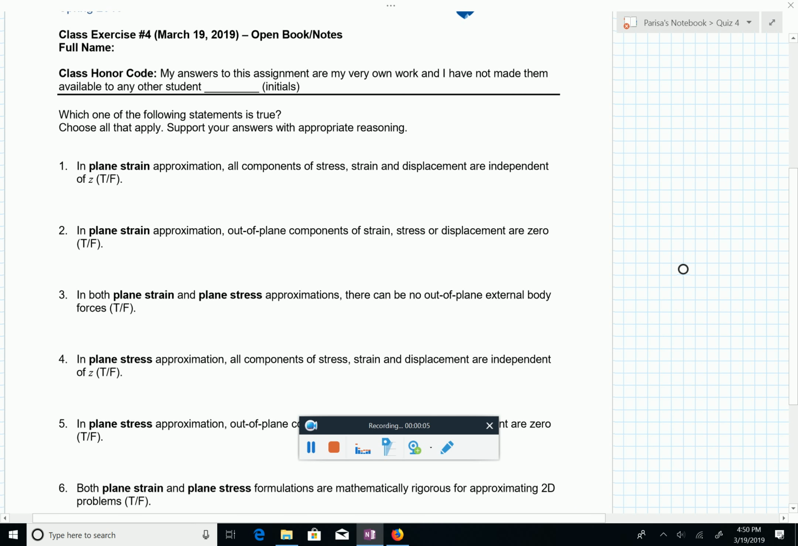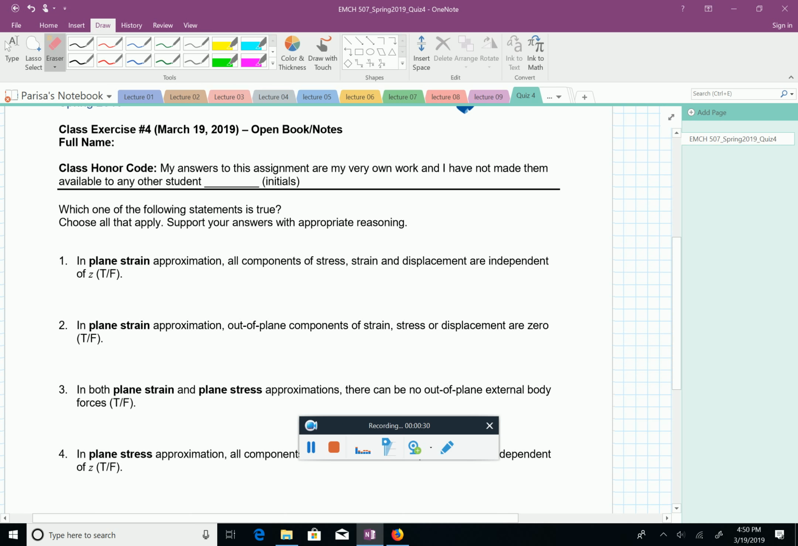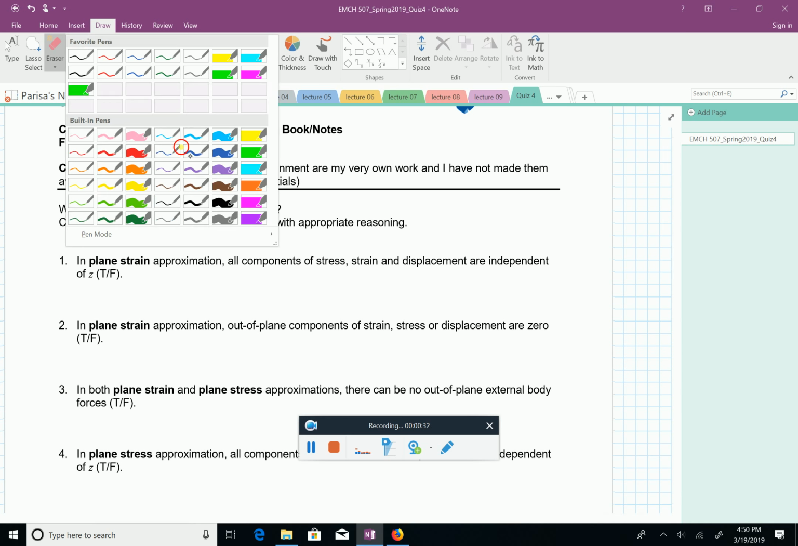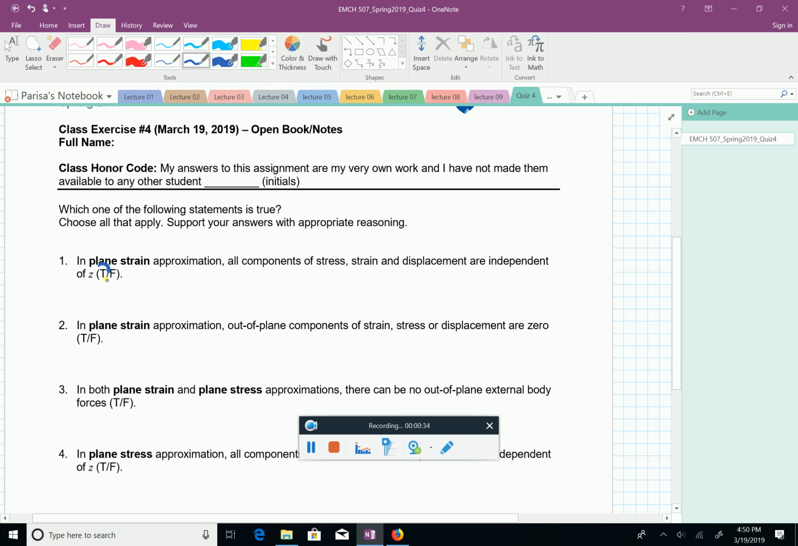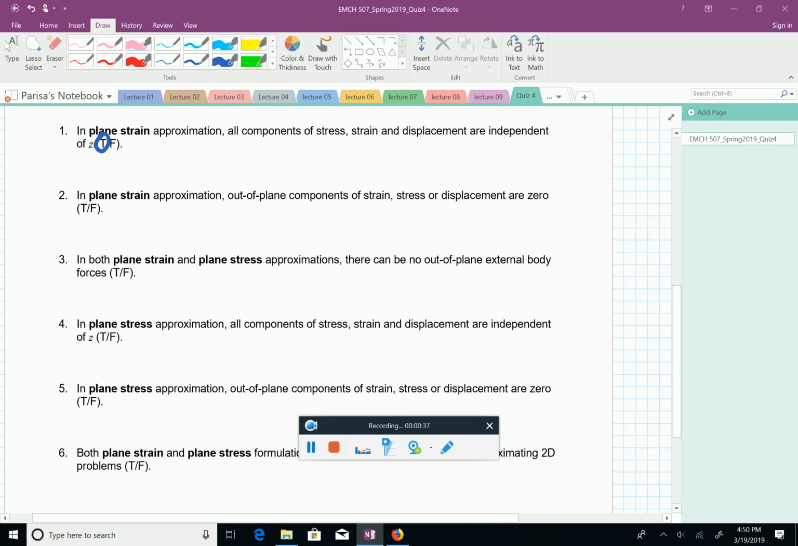Number one, in plane strain approximation, 2D approximation, all components of stress, strain, and displacement are independent of the out of plane axis Z. True or false? It's true, right? That's what we showed last time, or maybe two classes ago. That's easy.